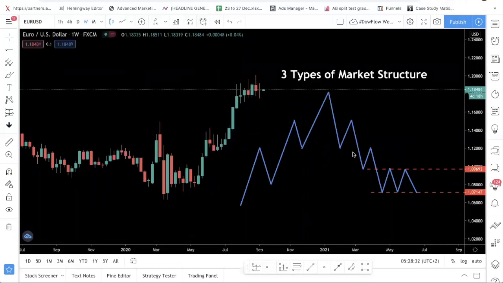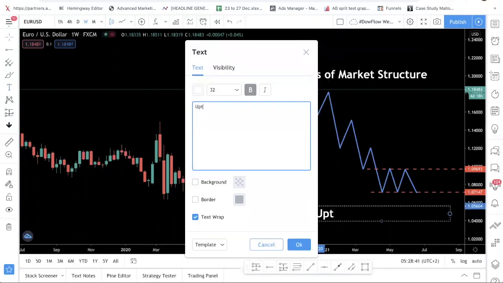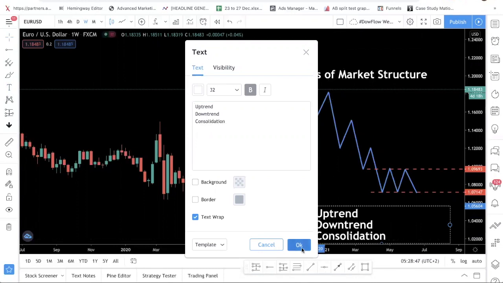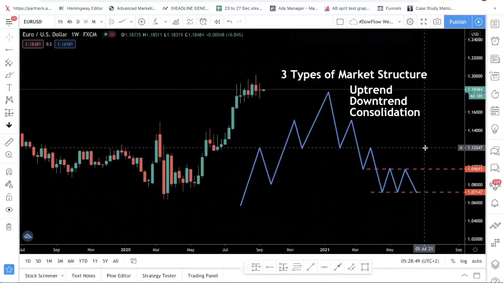So as I mentioned, there are three types of market structure. Over here, I've drawn them out. Of course, the first kind of market structure is what we call an uptrend. Then we have the downtrend, and then we have consolidation. If you really think about it, there are really only three kinds of market conditions that an instrument or currency pair can be in. It could be uptrend, downtrend, or consolidation.